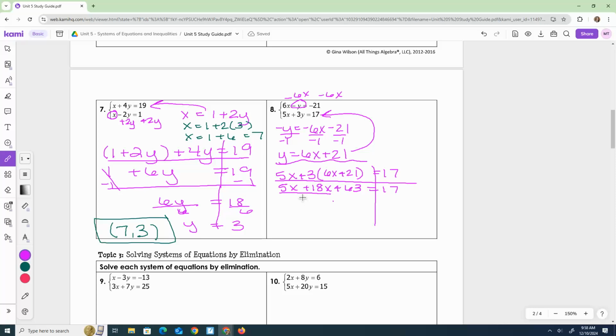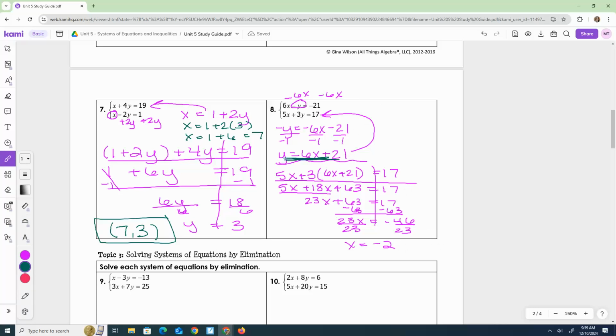Same side, so I can add them. 5x plus 18x is 23x. I subtract my 63. Divide by 23. X is negative 2. Then, once we have x, we can plug it back in.